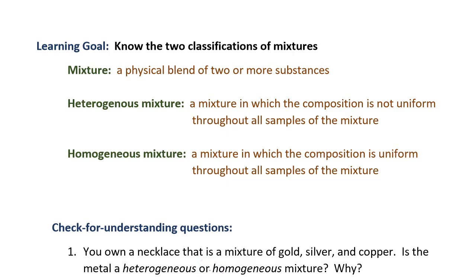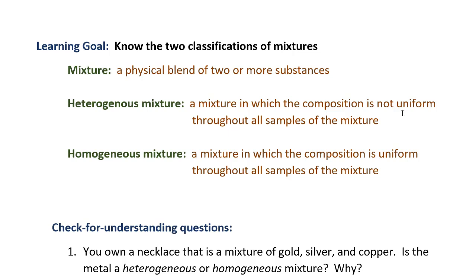The next learning goal for the lesson is to know the two classifications of mixtures. First, a mixture is a physical blend of two or more substances. Mixtures can be classified into two different types, heterogeneous and homogeneous. A heterogeneous mixture is a mixture in which the composition is not uniform throughout all samples of the mixture.